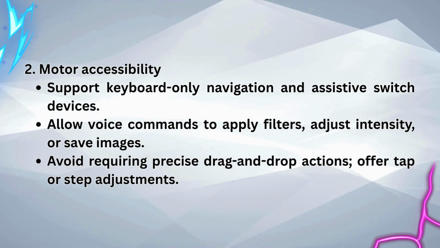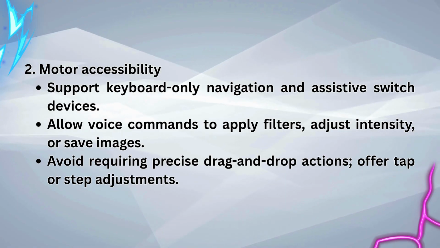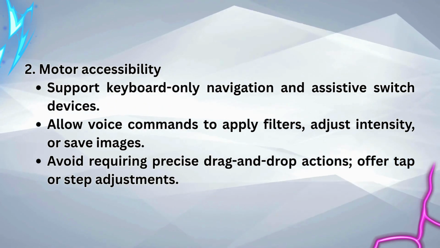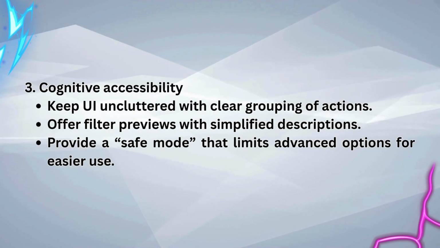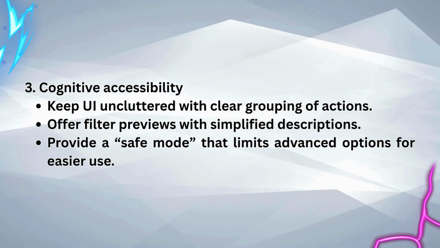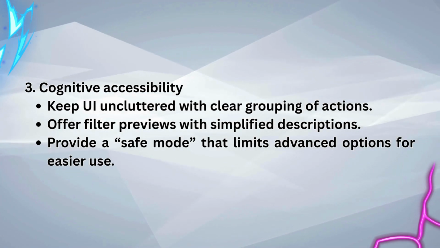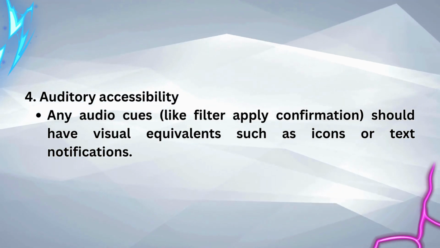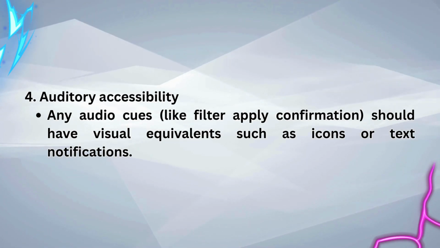2. Motor accessibility. Support keyboard-only navigation and assistive switch devices. Allow voice commands to apply filters, adjust intensity, or save images. Avoid requiring precise drag-and-drop actions. Offer tap or step adjustments. 3. Cognitive accessibility. Keep UI uncluttered with clear grouping of actions. Offer filter previews with simplified descriptions. Provide a safe mode that limits advanced options for easier use. 4th, auditory accessibility. Any audio cues, like filter-applied confirmation, should have visual equivalents such as icons or text notifications.